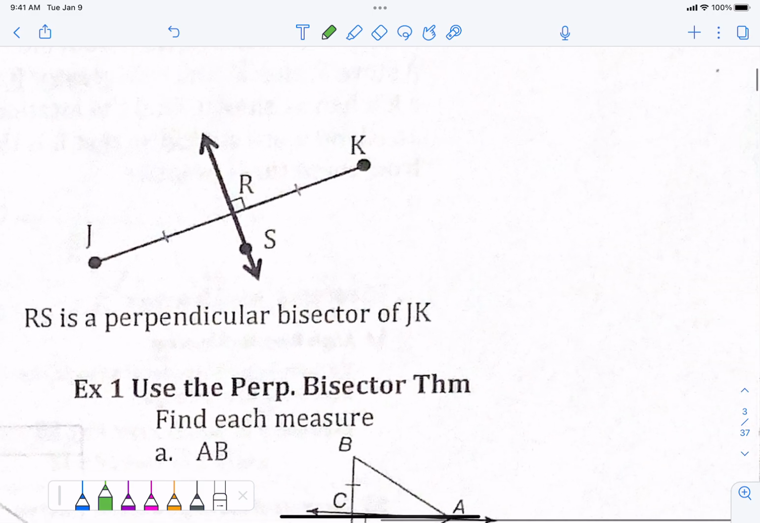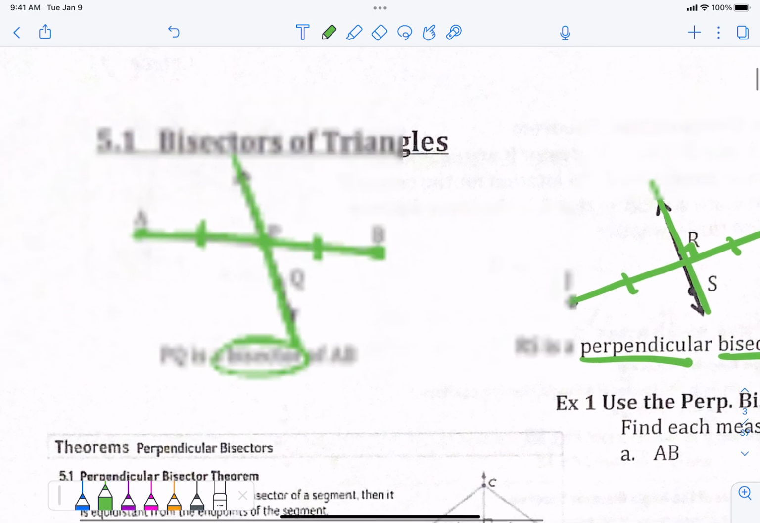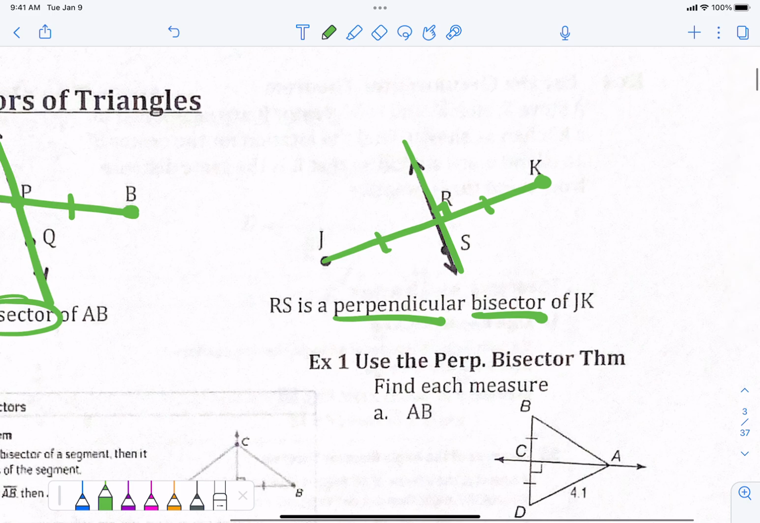Let's look at the next diagram. JK is the one that's getting split in half. Those two little tick marks show me that, but this one is splitting it at a 90-degree angle. So this is a perpendicular bisector versus just a regular bisector. Does that make sense? Okay, you see the difference between the two. Both of them are bisectors.